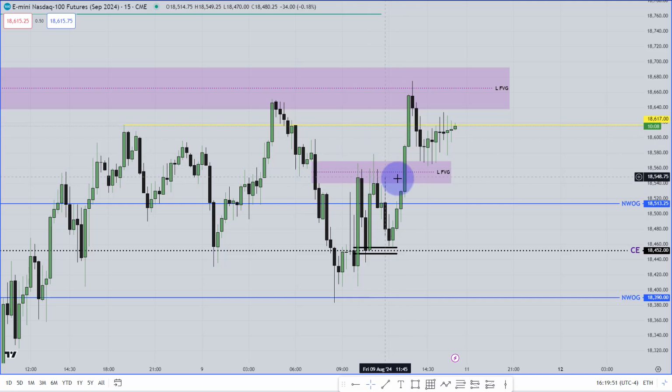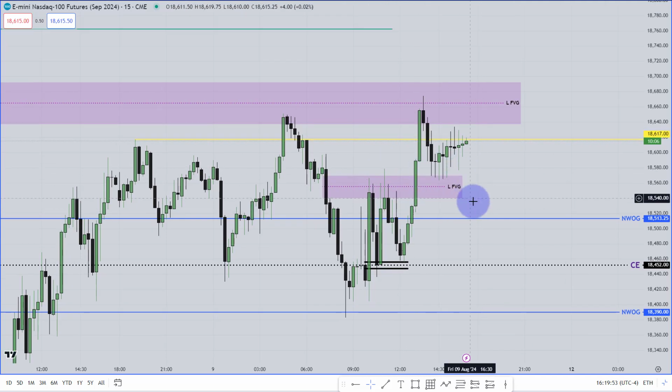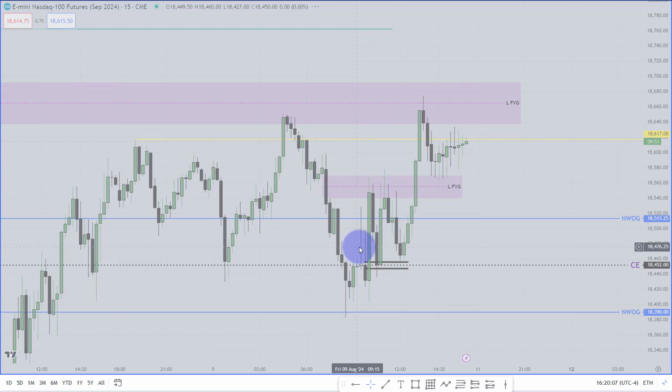So I hope that until now everything is clear. If everything is clear, I'll go to 1 minute chart. Remember, I am just looking for buy, and that buy should be created above the new week opening gap. Until price is inside this new week opening gap, I'm not going to do anything. So let's go to 1 minute chart now.